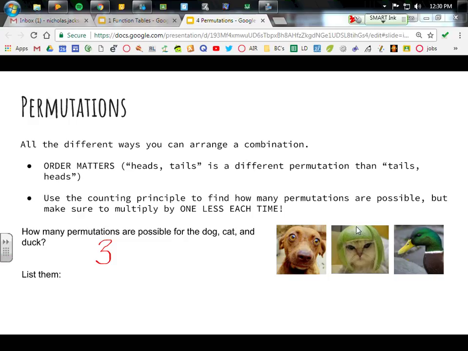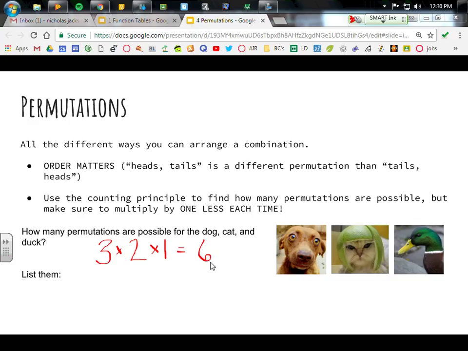So we have 3 options for our first choice. All right. Once you choose one of those, you have one less the amount of options for your second choice. So for the second choice, we only have 2 options. And then for our final choice, we only have 1 option left. And that's how that would work out, no matter how many items you're choosing from. So there are 6 possible permutations.